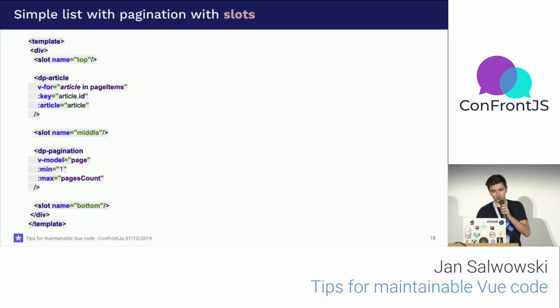So it would look with a slot like this. We need something on top. We need something in the middle, in the bottom. But what if we need to display a list of posts? This is not going to work. This is only for articles, right? So we need to abstract more.